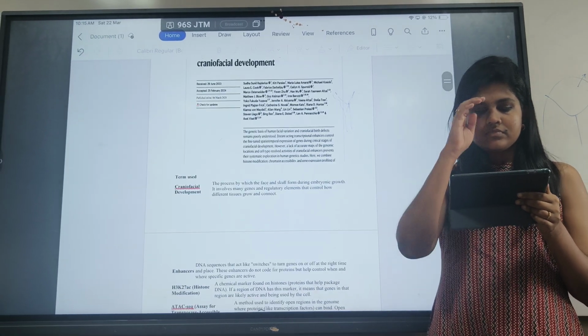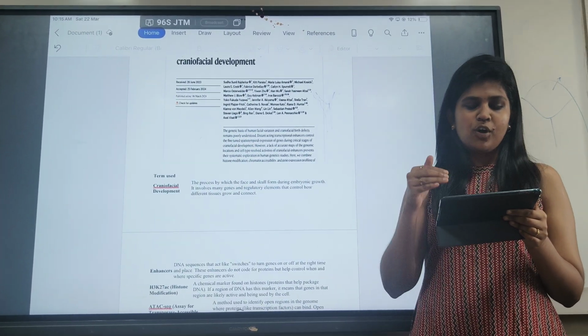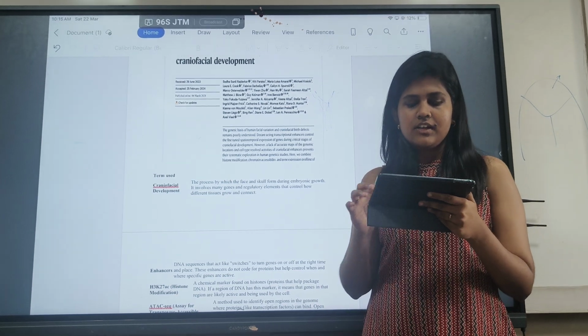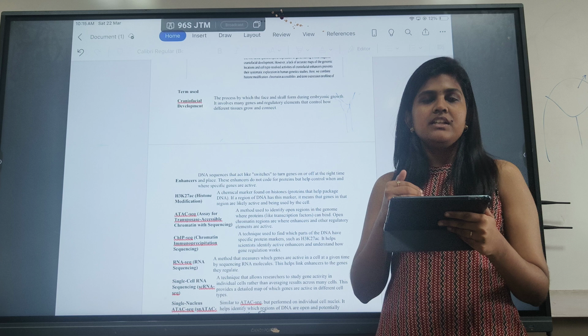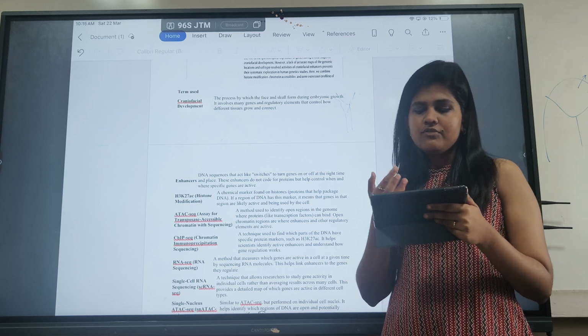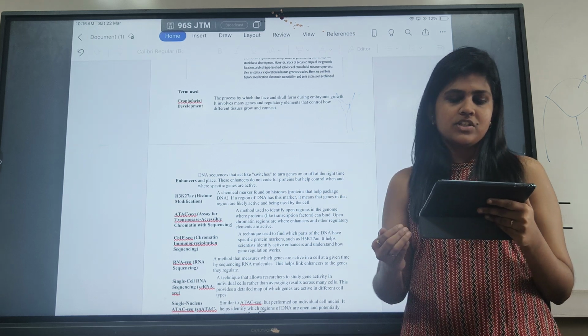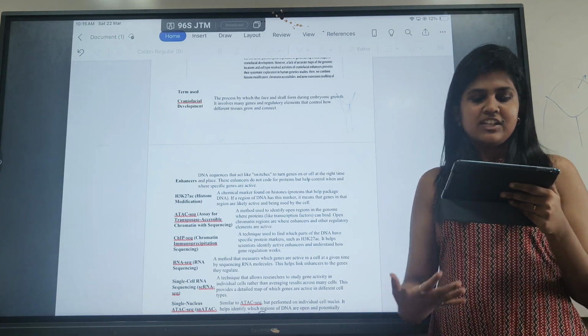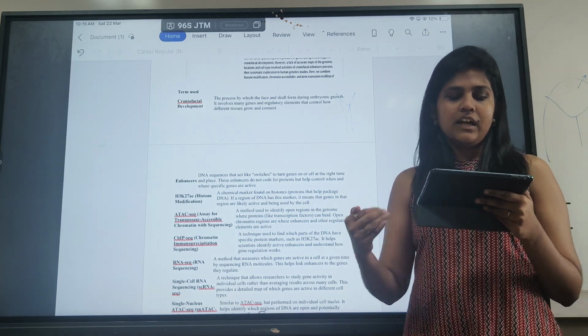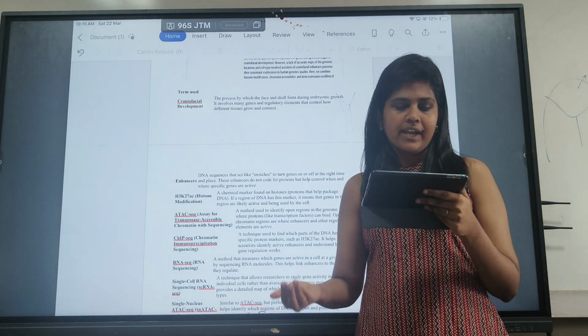Before moving on to the novelty and methodology section, there are certain terms that we need to know which are being used in this study. Craniofacial development, we all know, is a process by which the face and the skull develop during embryonic growth. It involves many genes and regulatory elements that control how different tissues grow and connect.